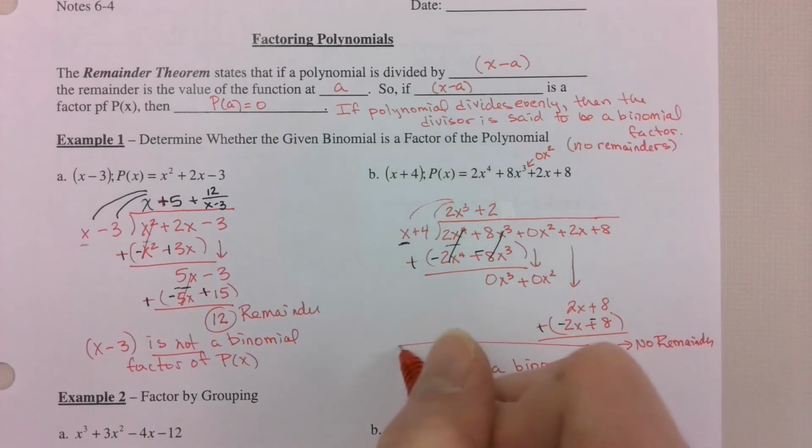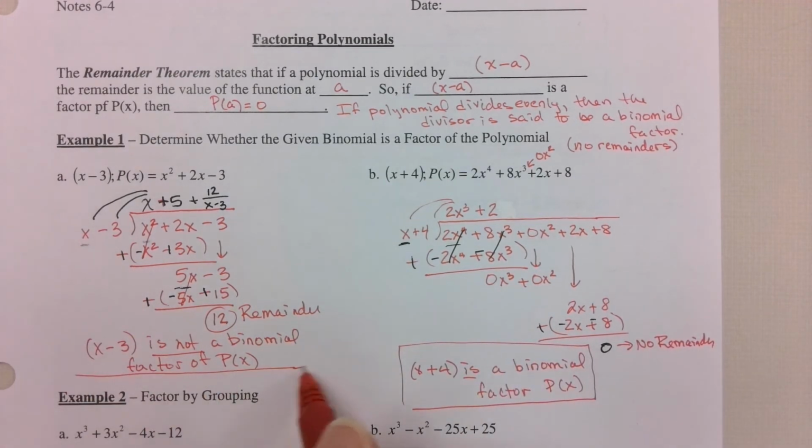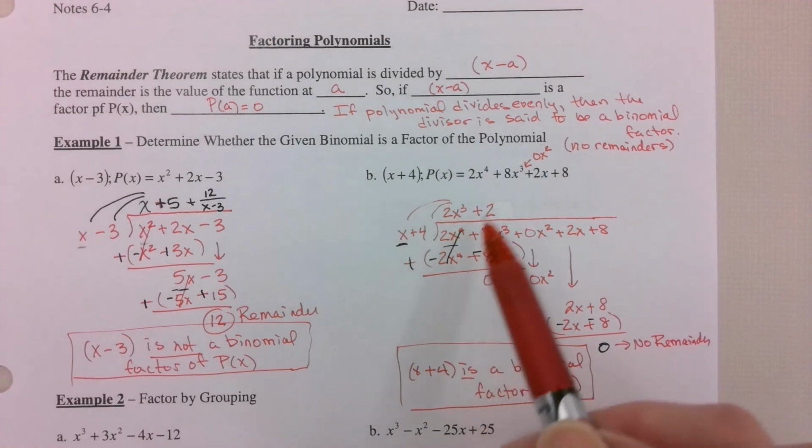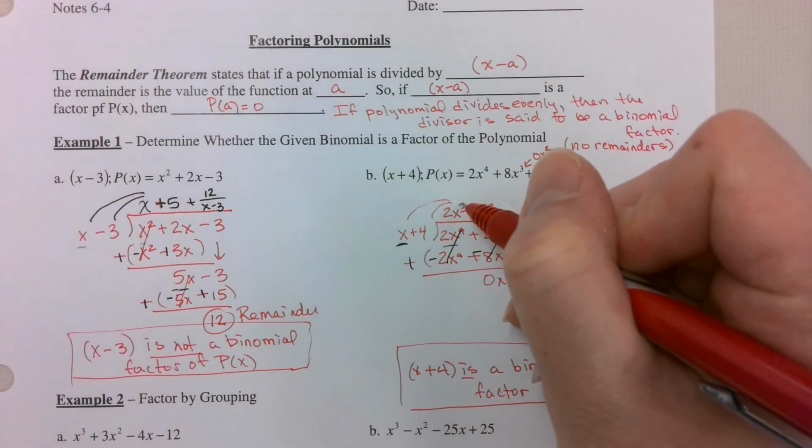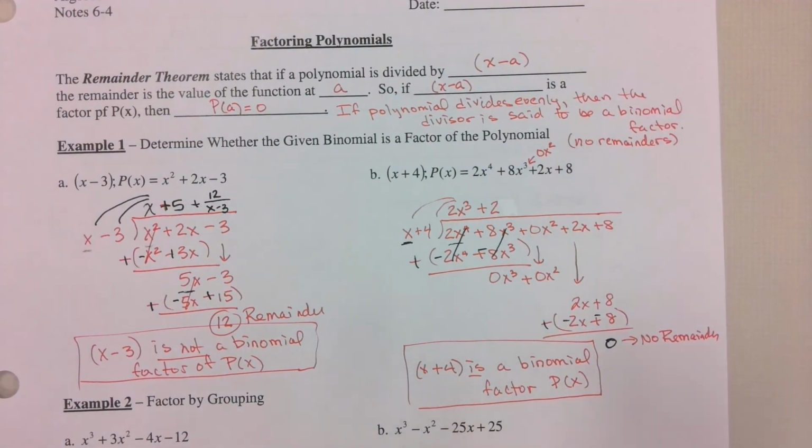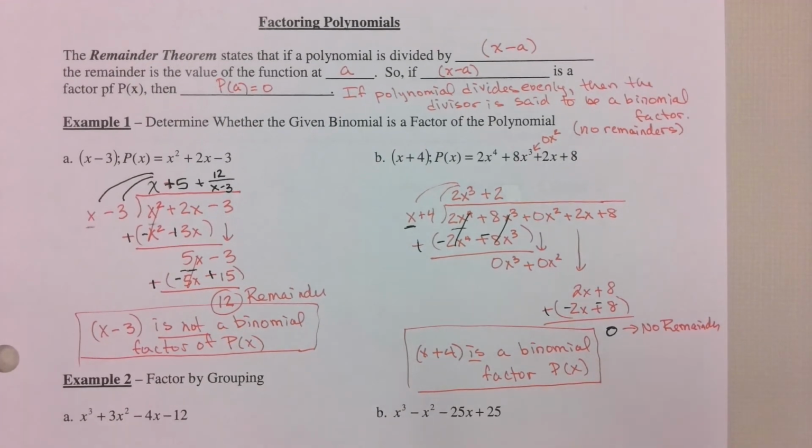So in these problems, the answer was not actually the 2x to the third plus 2. The answer was it is or is not a binomial factor. Okay, so if it divides evenly, it's a binomial factor. If there's a remainder, it's not a binomial factor.